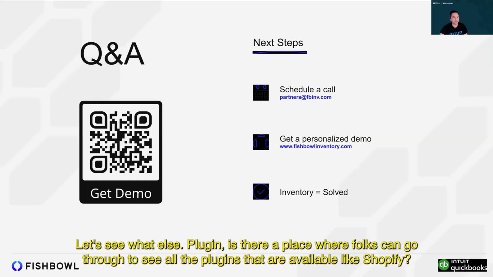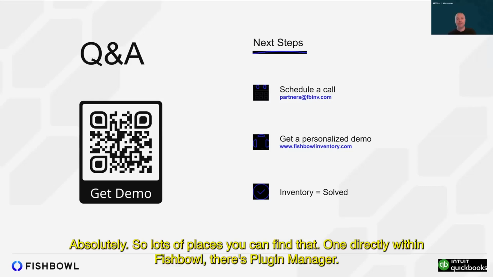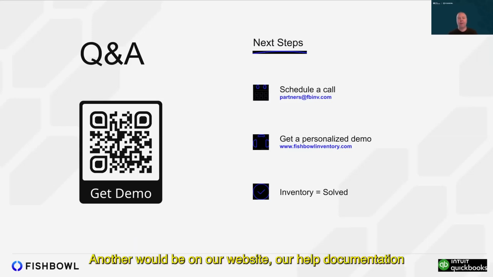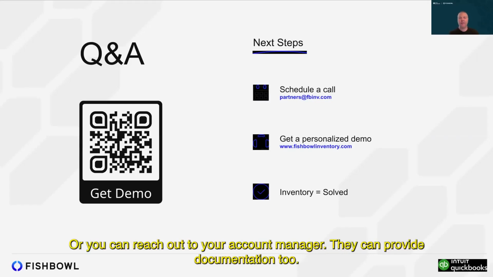Let's see what else. Plugin, is there a place where folks can go to see all the plugins that are available, like Shopify, different sections? Absolutely. So lots of places you can find that. One, directly within Fishbowl, there's the plugin manager. Another would be on our website, our help documentation. We have a full list of all of the plugins that you can connect into and see as well. Or you can reach out to your account manager. They can provide documentation too.